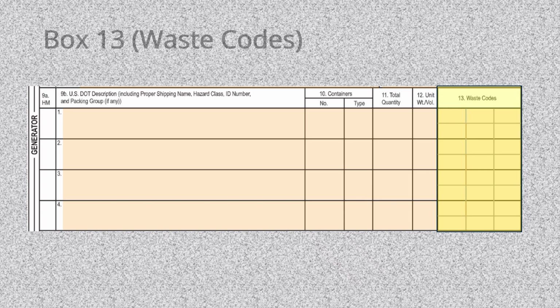Box 13 is used for EPA waste codes. However, this box is not required for PCB waste listed under 40 CFR 761.60 through 79. You can leave it blank unless your state specifically requires otherwise.